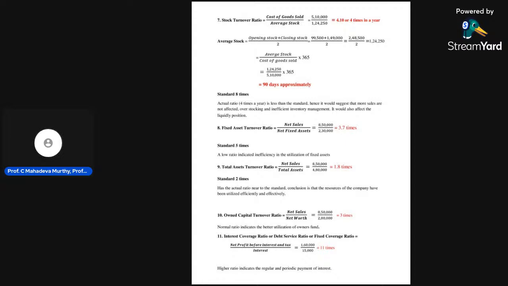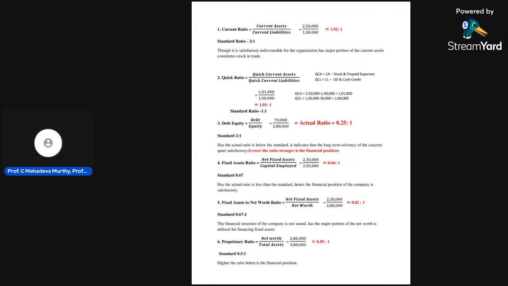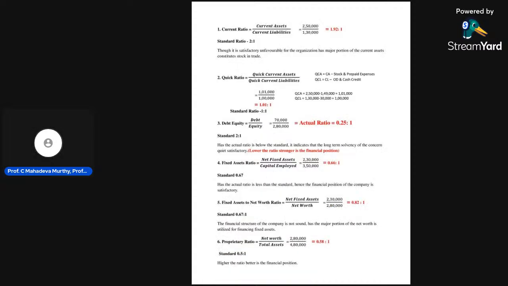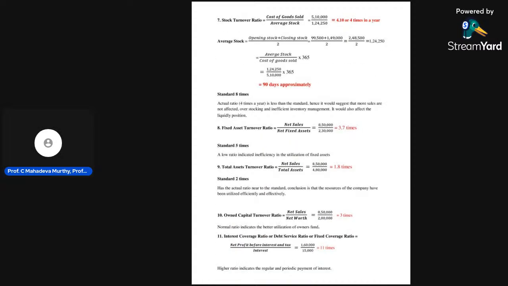Here, net profit before interest and tax, what is that? That is nothing but operating profit. Net profit before interest and tax is nothing but operating profit. That is 1,60,000 divided by interest 15,000. That is 11 times. 1,60,000 divided by 15,000 is equal to 11.